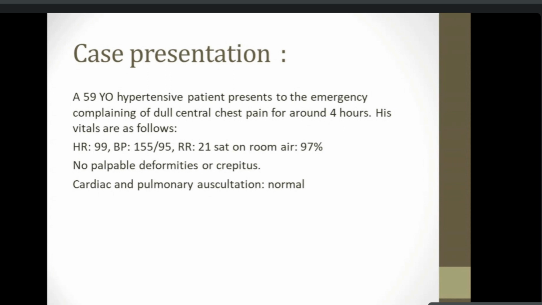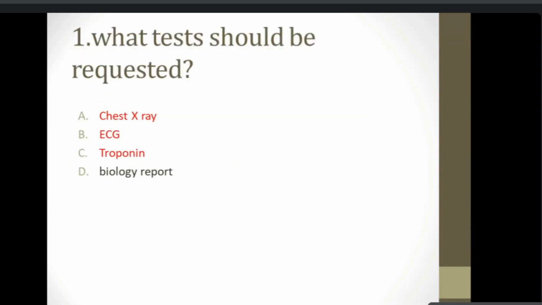Clinical examination: no palpable deformities or crepitus. Cardiac and pulmonary auscultation are normal. We will start with our first question: what test should be requested? I think I already showed you the right answer by mistake. I don't know if you see it or not, but we have the chest X-ray, electrocardiogram, troponin, or biology report. I will give you a few seconds to think and write your answer in the comments.